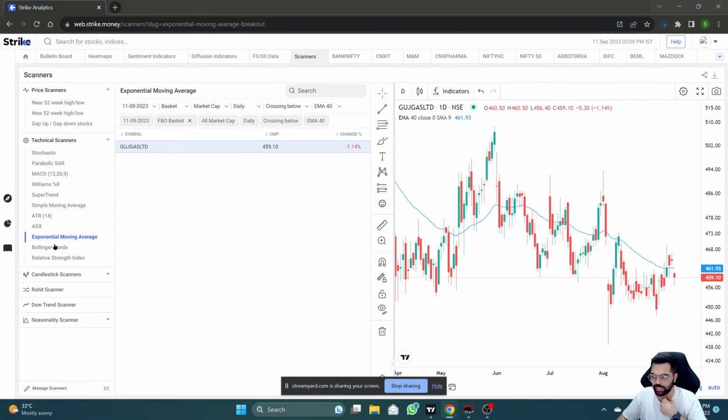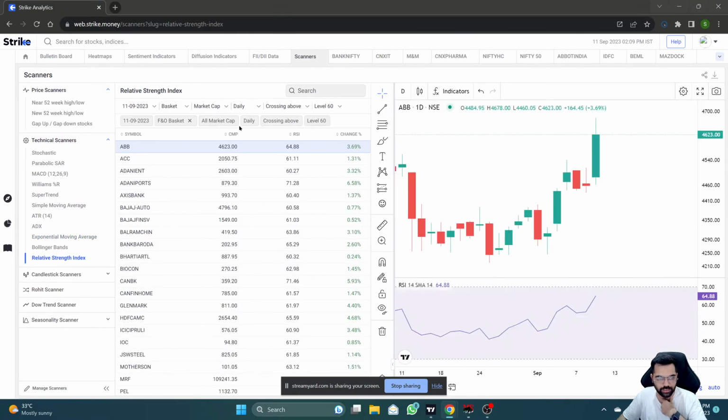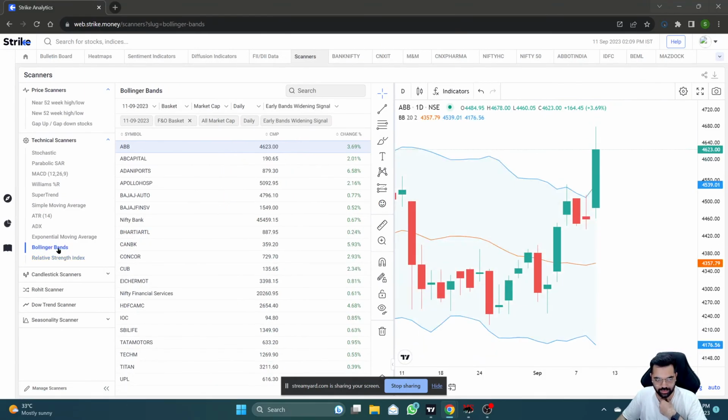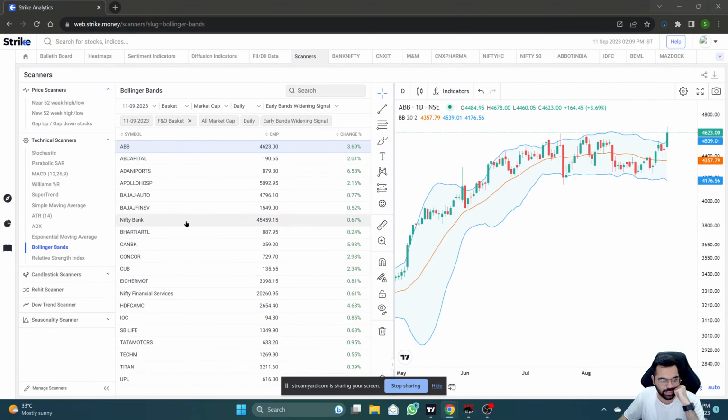Now, what new scans you can use here is you can run scans on the RSI level, which stocks are crossing above RSI 60 or crossing down RSI 40, whichever levels you use. Another interesting thing you can see here is scans on Bollinger Band. That is whether price is closing outside or closing back inside the band, or there is a signal that the bands may widen or tighten in the very short term. You can see I have selected the early bands widening signal. The stocks on my screen will be the ones where there is a signal that the bands are starting to expand. Any interesting names there?